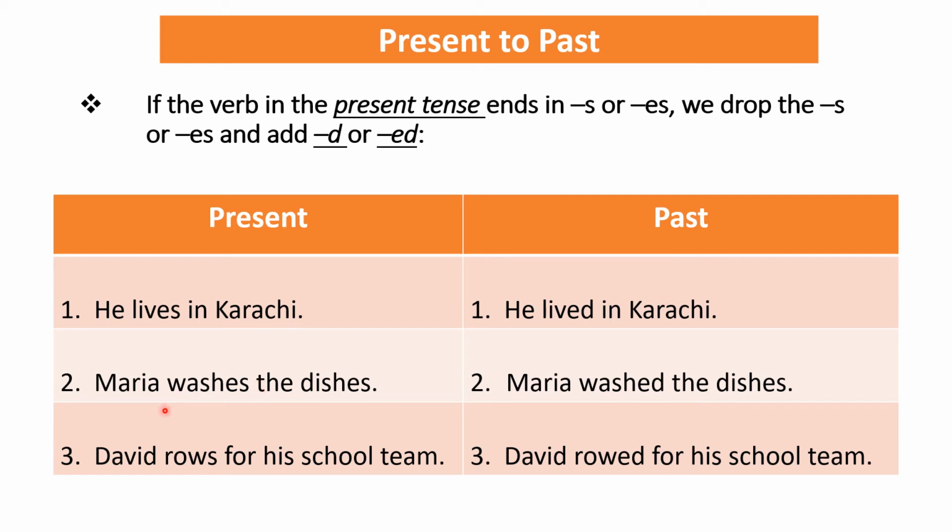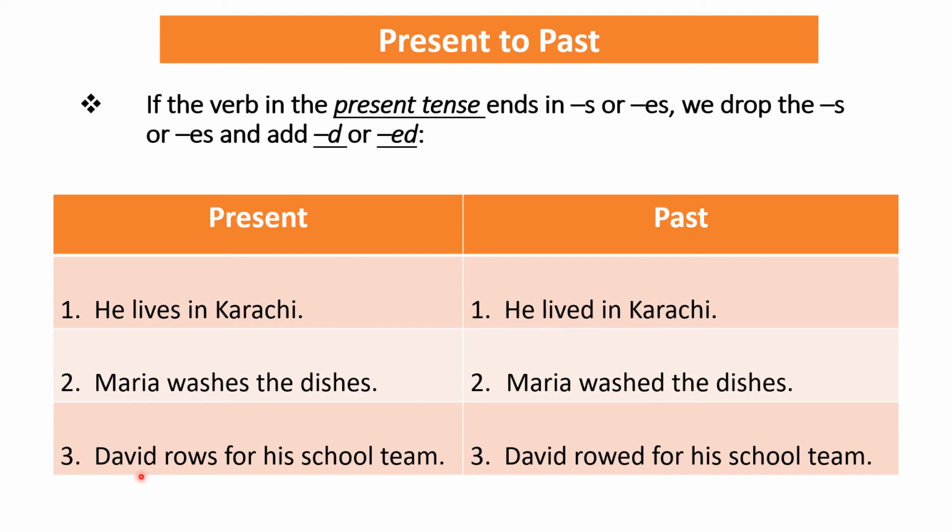Same way, Maria washes the dishes. In this present tense of the verb, we cut off the S only and add D to it to make the past tense. Now here the verb has changed into the past tense and it has become washed.